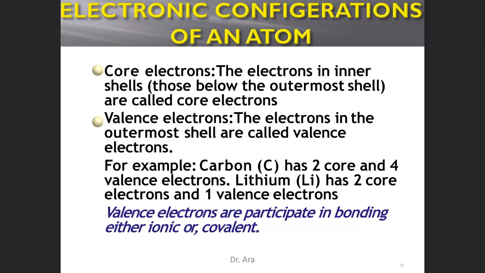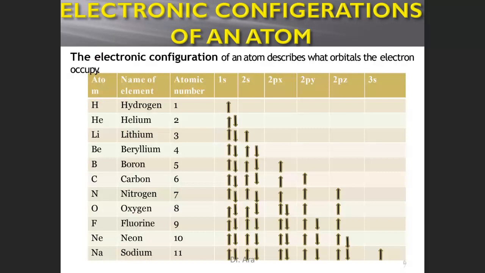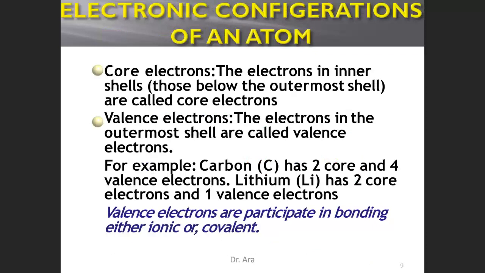Now the core electrons, the electrons in the inner shell. Inner shell means here we go, and the outer shell is the outside shell. The electrons in the inner shell, those below the outermost shell, are called core electrons. Valency shell electrons, the electrons in the outermost shell, are called valency electrons. So valency electrons are very important.